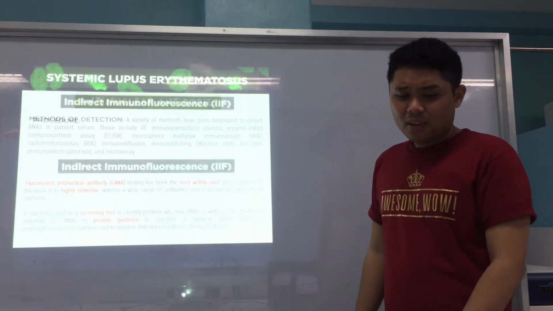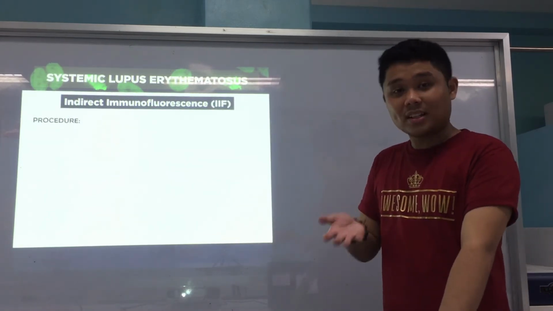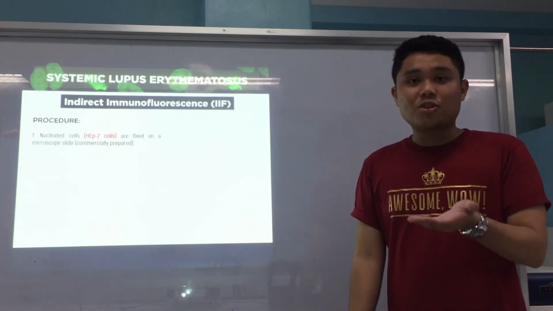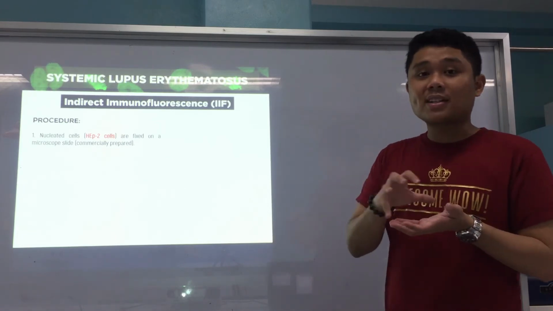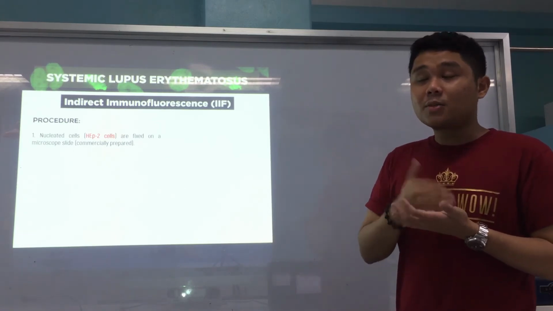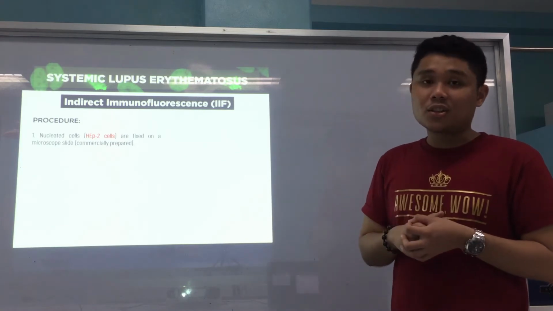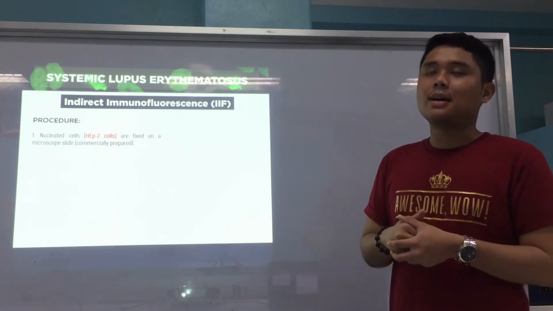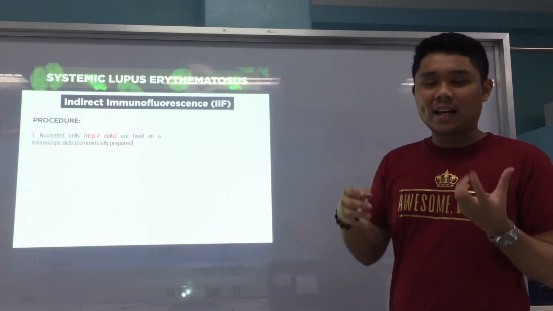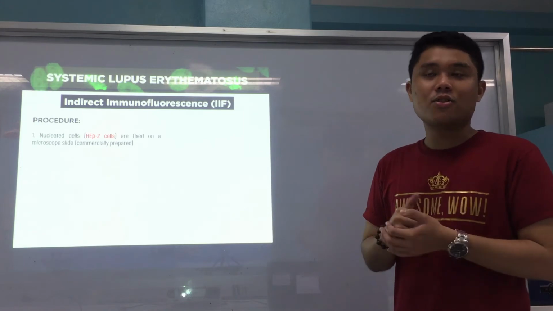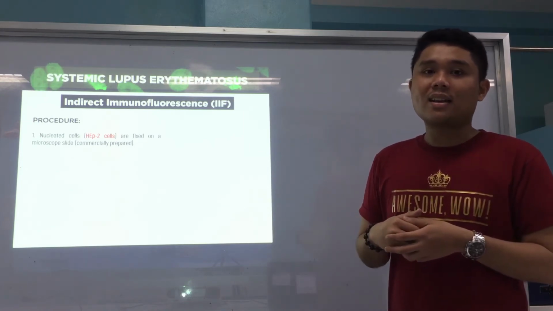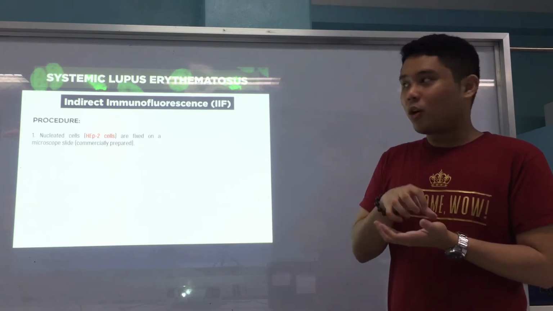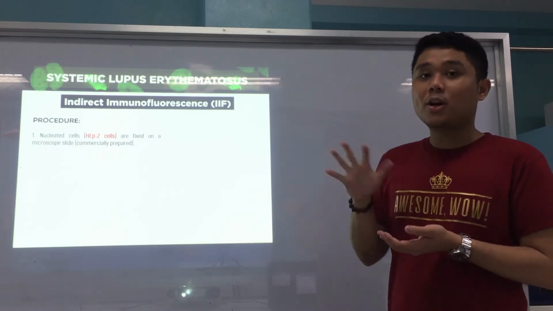Now for the procedure, it's an indirect immunofluorescence assay. Recall, it starts first with your antigens, or cells in a fixed slide. In this procedure, we use nucleated cells or HEp-2 cells. These are epithelial cells, cancer cells, and a type of cell also used for cell culture of viruses and other intracellular bacteria. We use HEp-2 cells and let them adsorb on a microscope slide, which is usually commercially prepared.